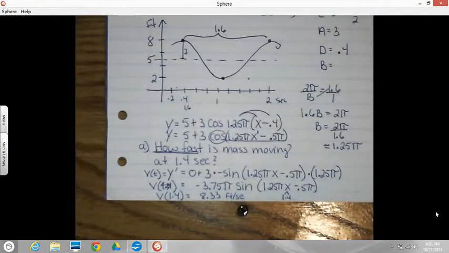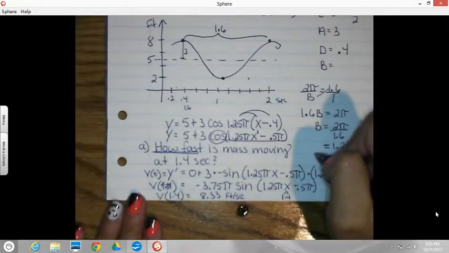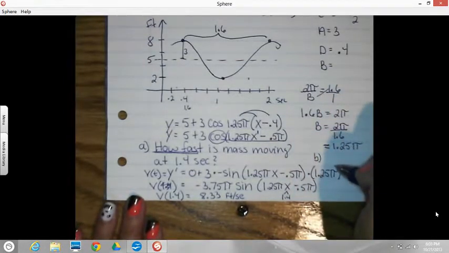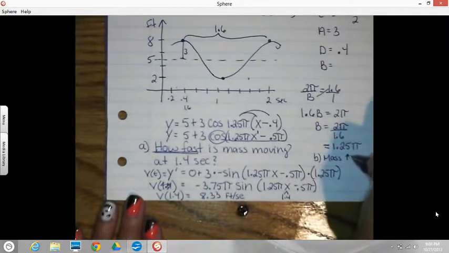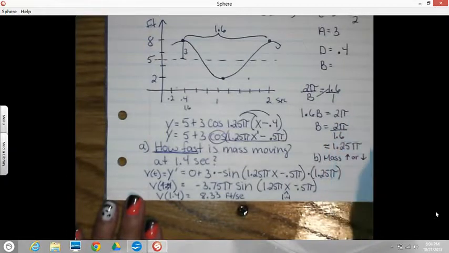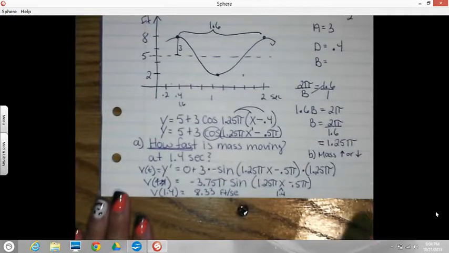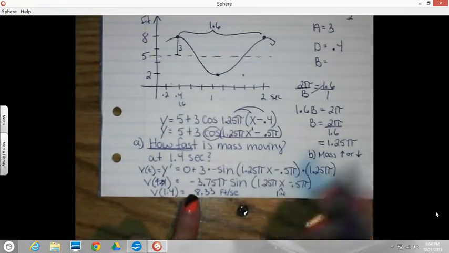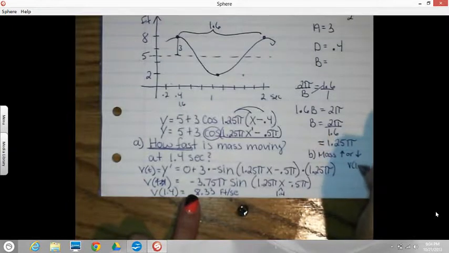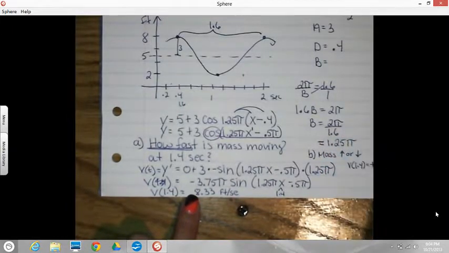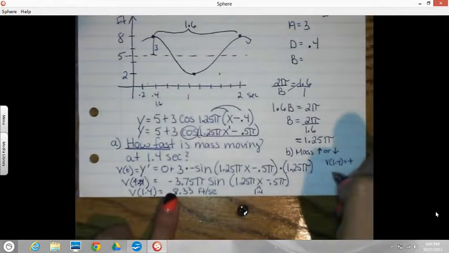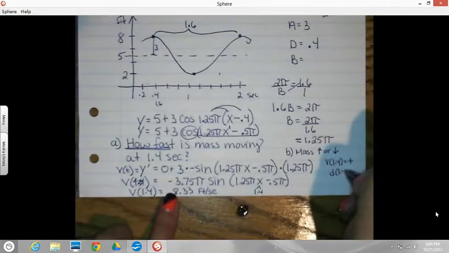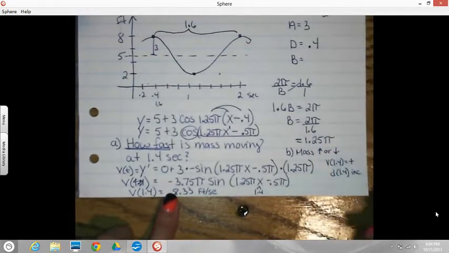And then my second question, I'm going to squeeze it in here. Kind of ran out of room, even though I switched to a new paper. Is the mass moving up or down? Is the mass on its way up or on its way down? Be careful on this one. Okay, the derivative came out positive. So the velocity at 1.4 is positive, which means distance at 1.4 is increasing.